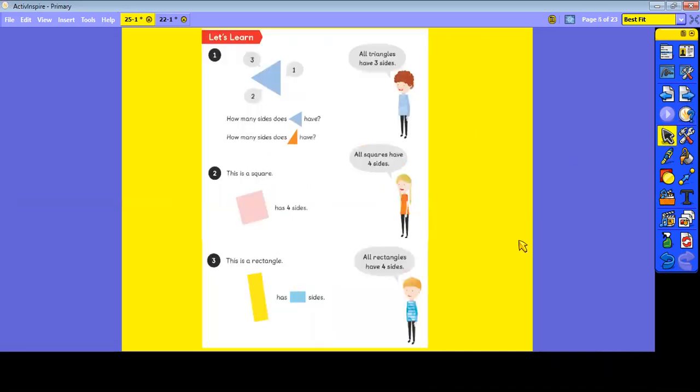Okay, let's go through Let's Learn. We've got a statement here. All triangles have 3 sides and the 3 sides are being pointed out. And it doesn't matter what colour the triangle was. If it's got 3 sides, then we know it's a triangle. Did you get this one, children? The pink shape that had 4 sides was a square. And the yellow shape that also had 4 sides is a rectangle. Okay, I'm sure you did.